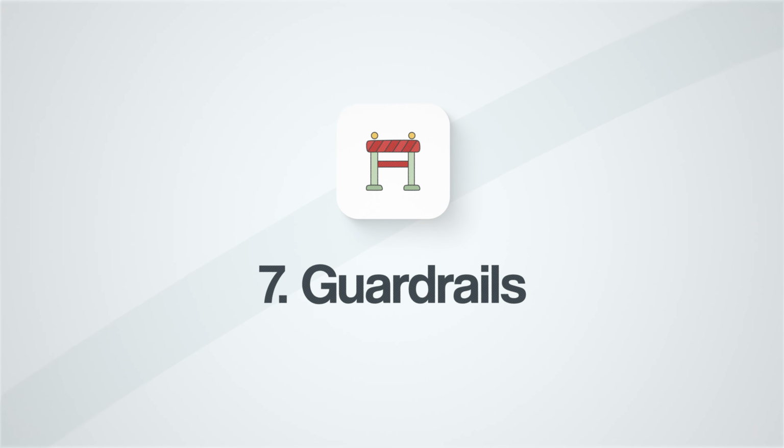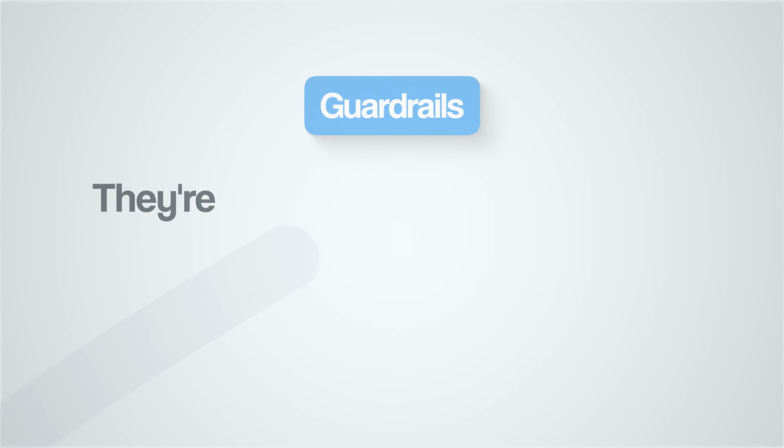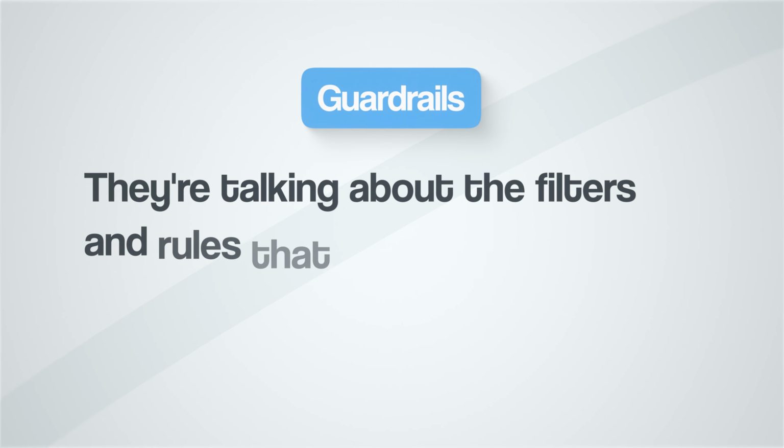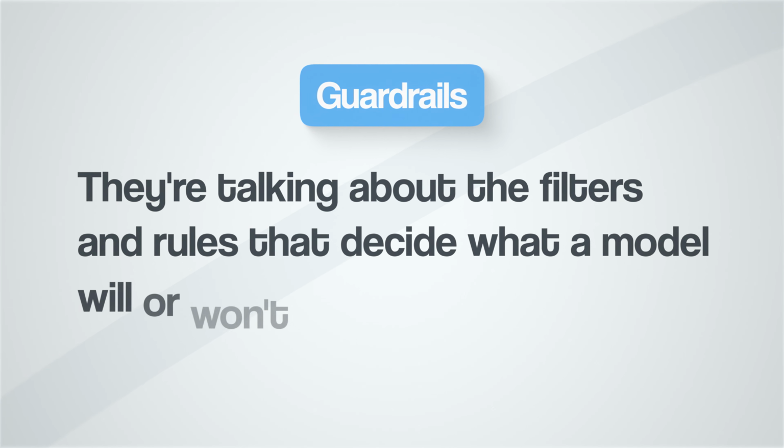And then stick with smaller windows if your use case is short chats, queries, or if you want faster responses and lower costs. Now, number 7 is guardrails. Now, when people talk about guardrails in AI, and you will hear this term, they're talking about the filters and rules that decide what a model will or won't say. And you'll run into them in two main places.